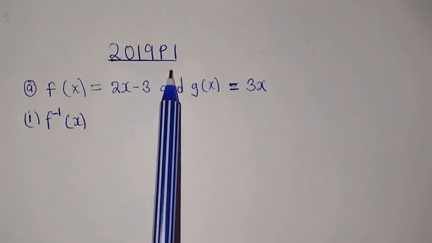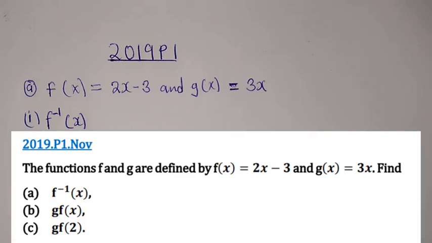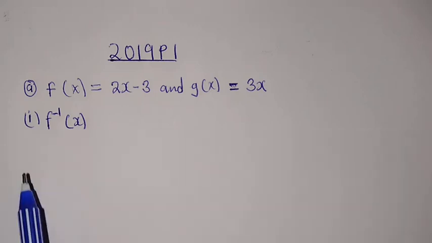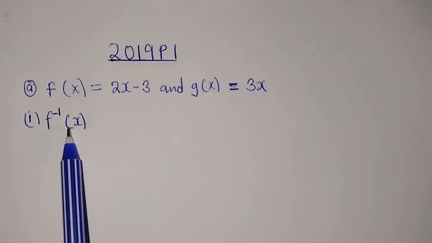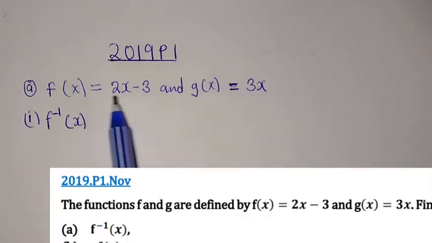2019 mathematics paper 1. So the question reads, the functions f and g are defined by f(x) is equal to 2x minus 3 and g(x) is equal to 3x. Find the function inverse of x. So we are going to find the function inverse of x. Okay, so these are the two functions that we have.